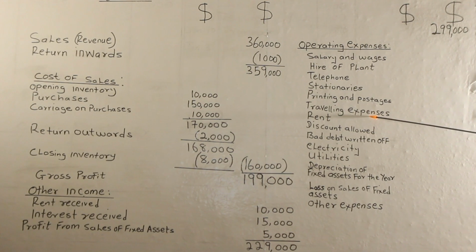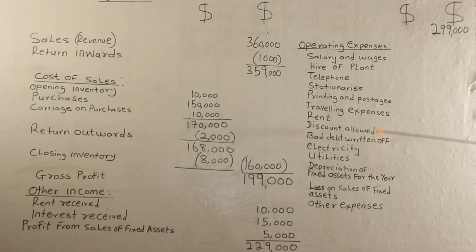Traveling expenses. Some of the workers may need to travel from one place to another to make advertisements, to make people know about the goods, and even to sell the goods. So they may come under traveling expenses. Rent. They may be paying rent for the building they occupy to do their businesses. Discount allowed. Of course, these are expenses incurred as a result of selling goods to customers on discount. We have treated this under our cash book.